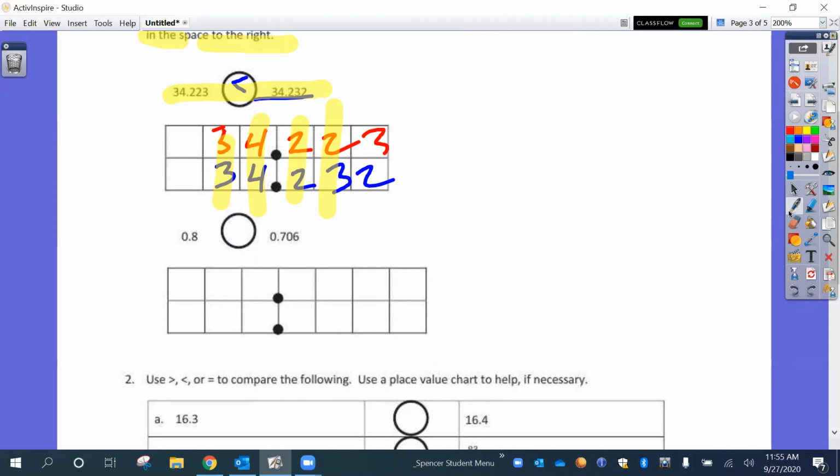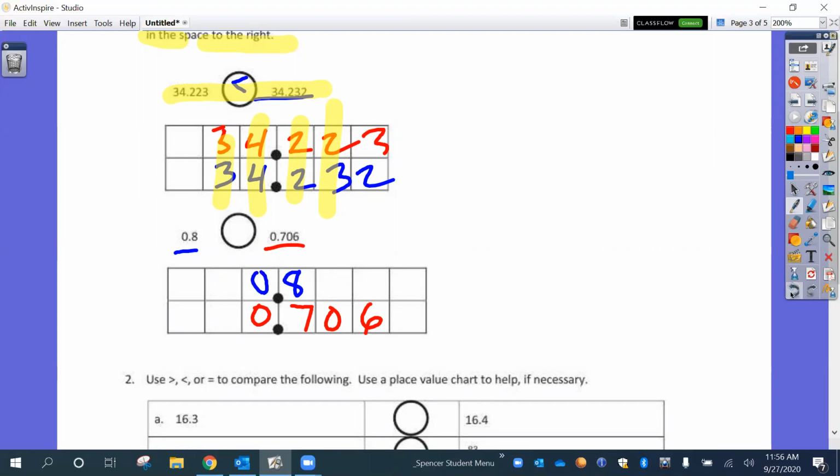All right, let's move down and let's represent this in our place value chart. Now, again, let's line those place values up. And it helps with the decimal. The decimal really helps us. So it's 0.8, or we'd read that as 8 tenths. And then we're comparing that to 0.706 or 706 thousandths. Now, you could represent these with zeros, but you do not have to.